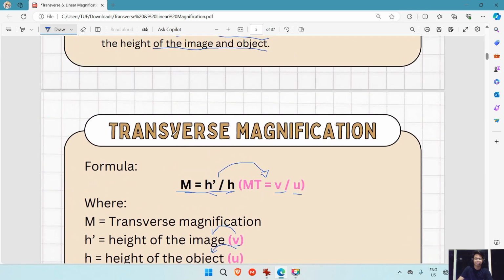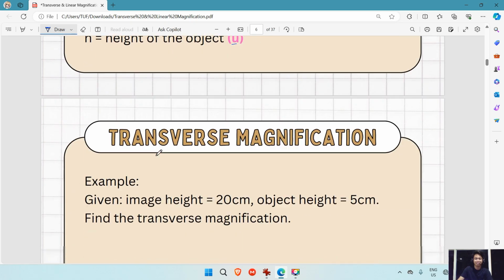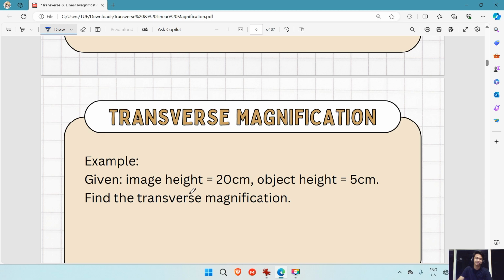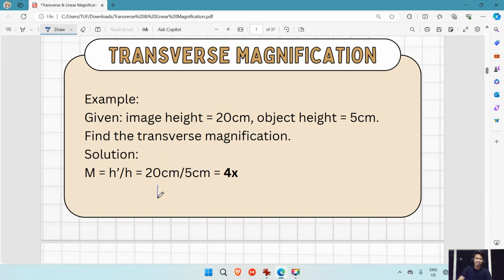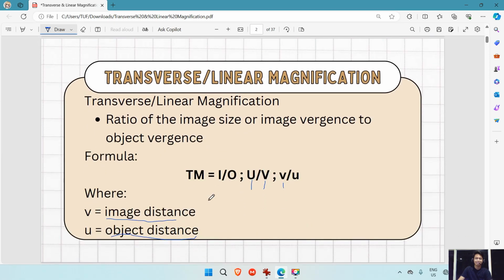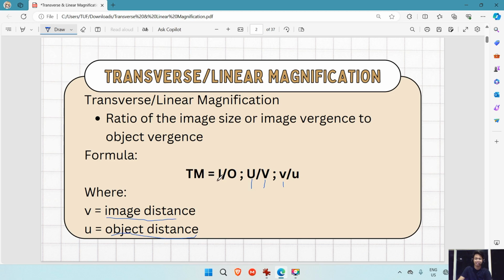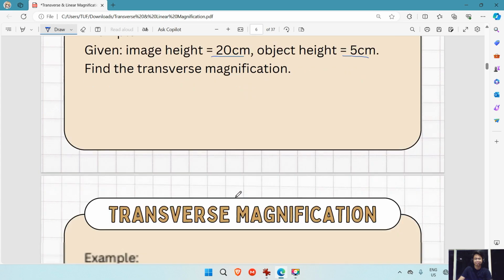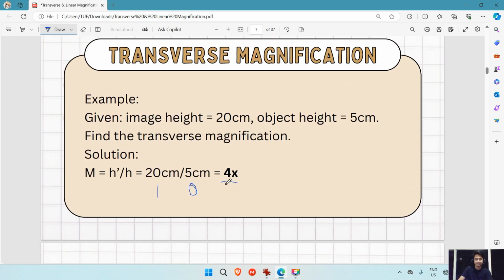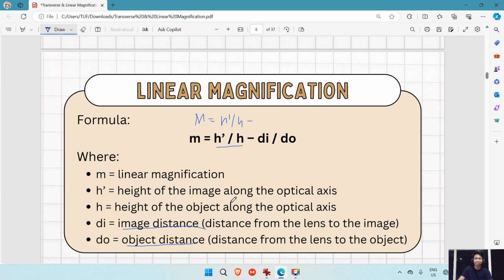So let's go back to the transverse magnification and have an example. For example, if the image height is 20 centimeters and the object height is 5 centimeters, find the transverse magnification. So all you have to do is divide it, image over object, since that is the general formula for the transverse magnification. Transverse magnification is equal to image over object. So here we have 4 times. So your transverse magnification is 4 times.